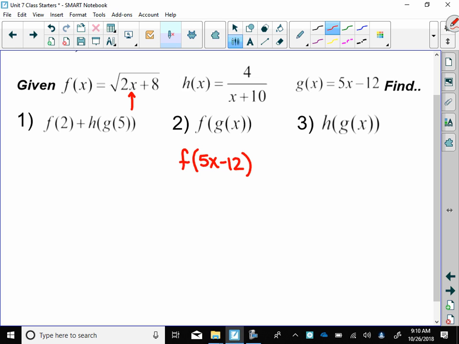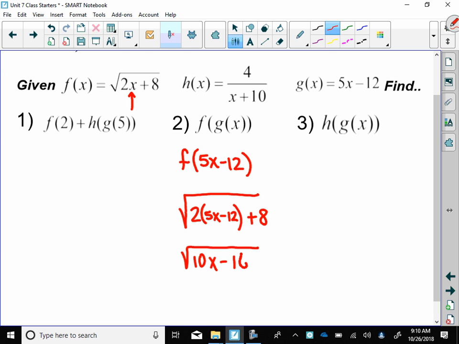So we're going to write the function f, which is the square root of 2x plus 8. But in place of x, what am I putting in there? 5x minus 12. So where there was an x, now we have that 5x minus 12, which is the g of x function. And then we'll simplify this, distribute the 2 in, that's going to be 10x minus 24 plus 8, which is minus 16. And that's as far as we can go.